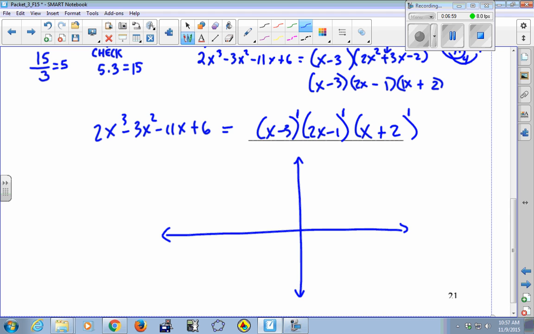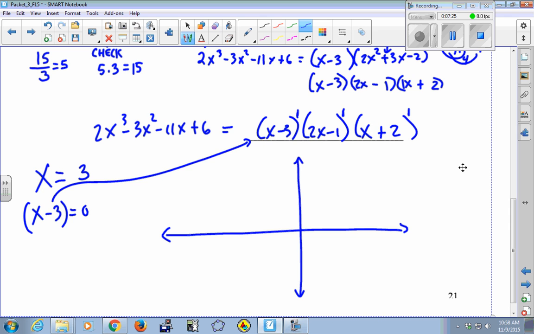So what are the zeros of this polynomial? What are the zeros? X equals what? What are the zeros? 3. How do I know it's 3? How do I know a 0 is 3? Because if I worked backwards, if I made this into a 0, I would subtract 3 from both sides, and voila, there's one of my factors.